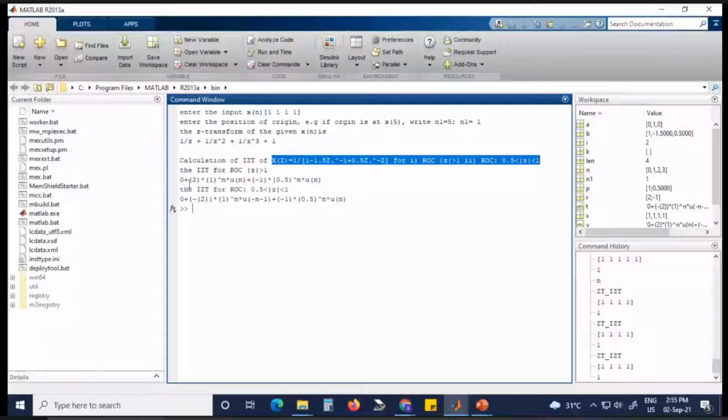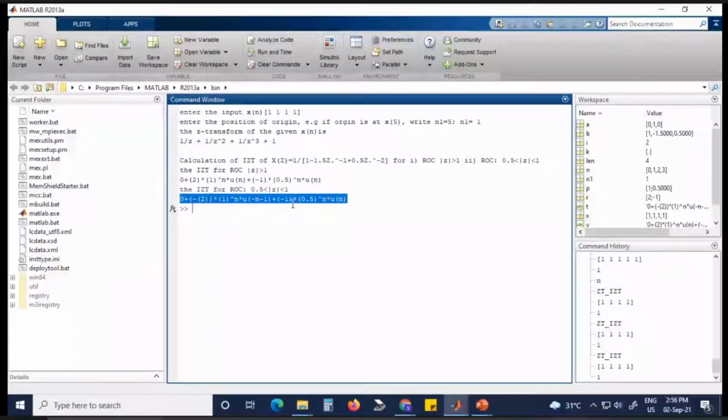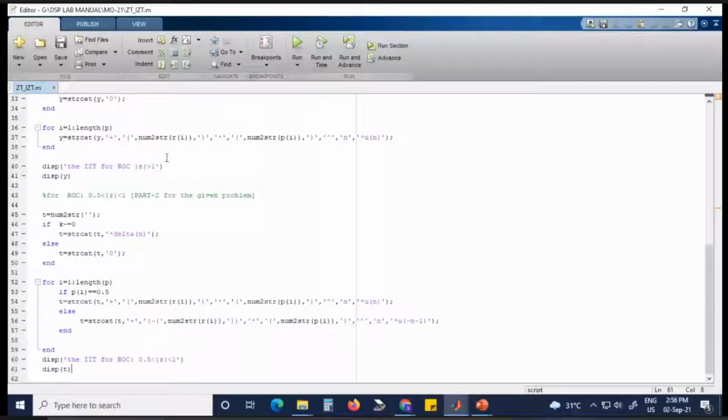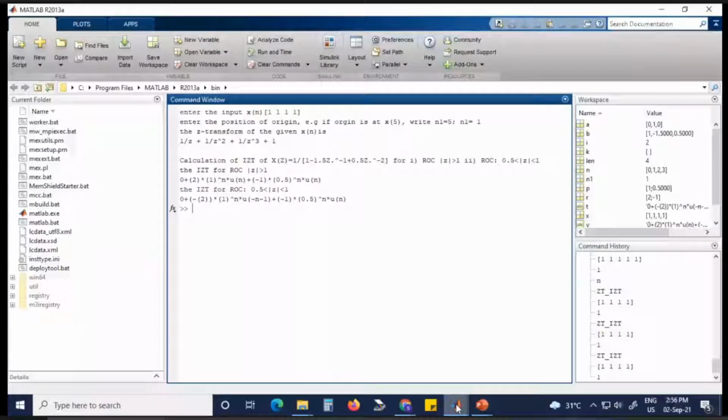And for ROC, this point mod Z greater than 1, this is your signal, and ROC for this is this signal. You see it is u of minus n minus 1, then this one. So you just go through the program of this and you will understand easily. So this was the thing that I wanted to discuss. It was not possible in the lab time because it was long.